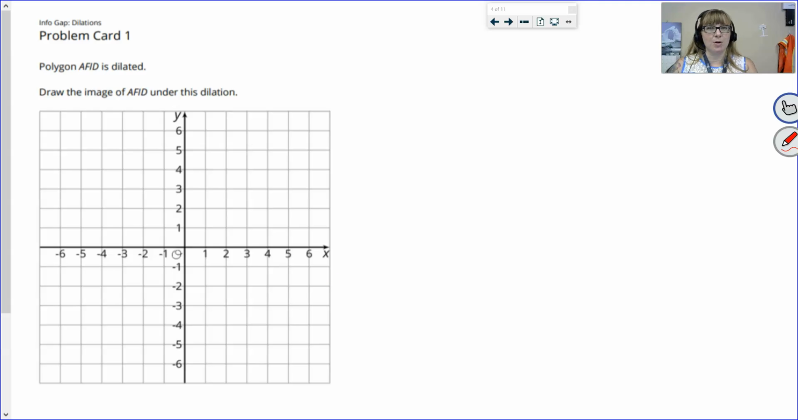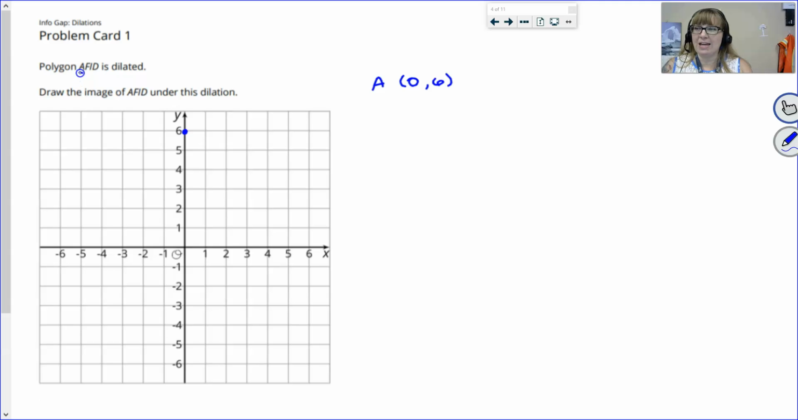If we were doing this in person, you would ask me questions like, since I have polygon AFID, I need to know where point A is. Do you know where point A is? I would answer that yes, I do know where point A is. And I would tell you that point A has the coordinates 0, 6. Then you would need to take that information and plot that point. A, 0, 6 would be this point.